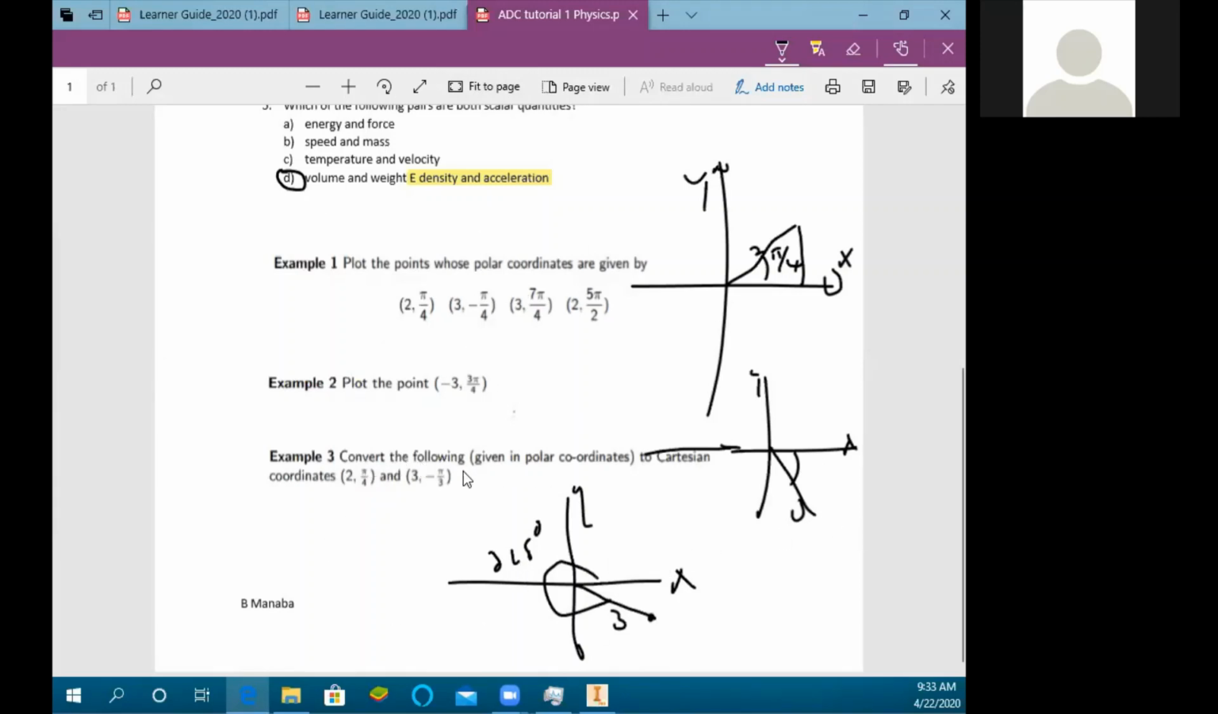Then convert the following given in polar coordinates to Cartesian coordinates. I think you guys can do this, right?